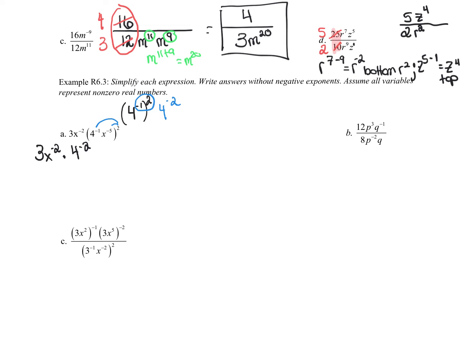And then the same idea with your x's. I'm going to have x to the negative 5th squared, which is going to get me x to the negative 10th, because I multiply those two powers. So I get x to the negative 10th.